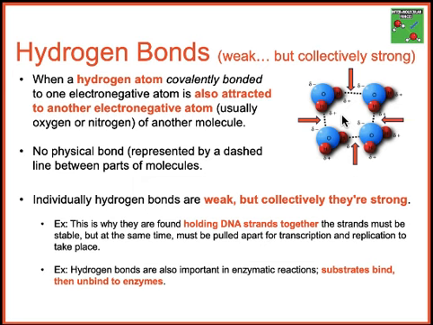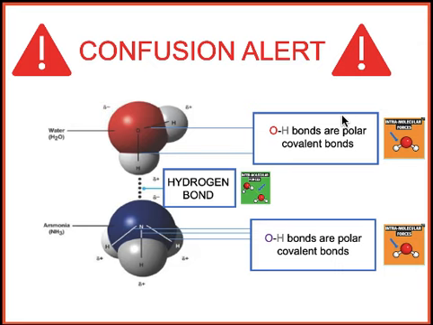For another example, hydrogen bonds are also important in enzymatic activities. So let's take a look at these over here. Some enzymatic activities include substrates that bind and then unbind. So we'll see many examples when we get to those enzymes later on.